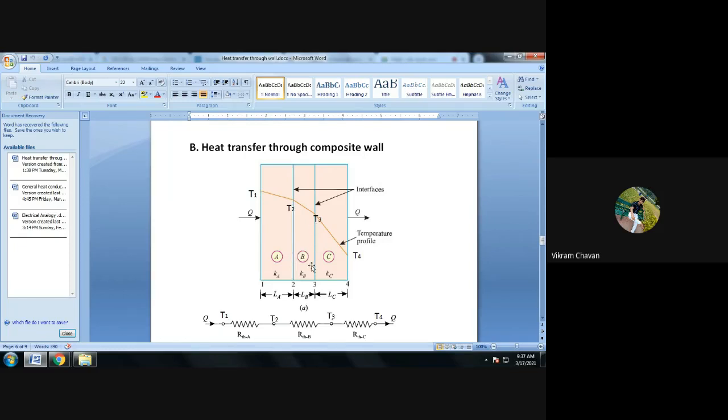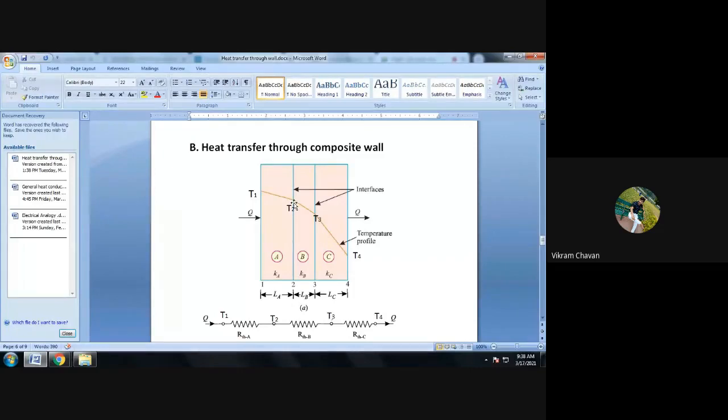In a similar fashion, the interface between B and C is where these two walls are connected to each other. At that particular point, what is the temperature? That temperature is equal to T3. So T1 and T4 are the surface temperatures, and T2 and T3 are the interface temperatures. Here the temperature profile is also shown.